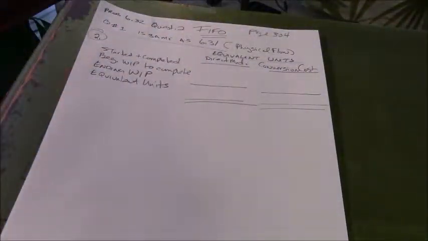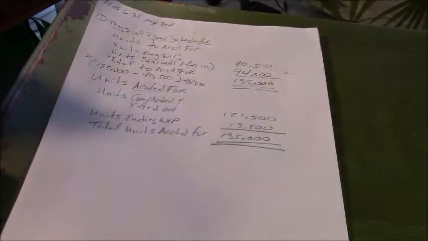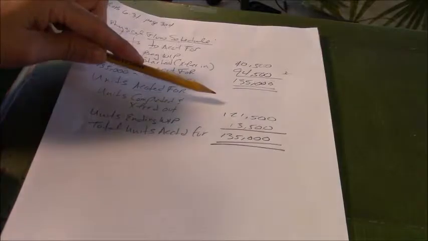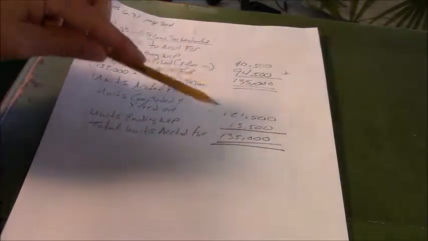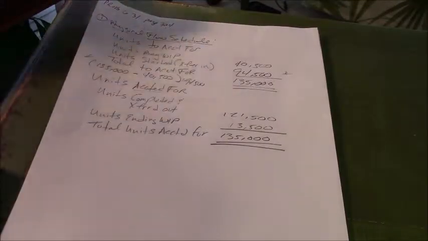Alright, so the first thing that is called for is a physical flow. Well, the physical flow is the physical flow, right? We have our beginning inventory, we have our units started, transferred in, we have our total to account for. So this is identical whether our costing is weighted average, like before, or FIFO, like we're going to do now. So the physical flow of units is the same. So you wouldn't really redo that.